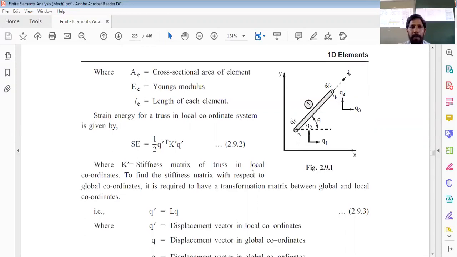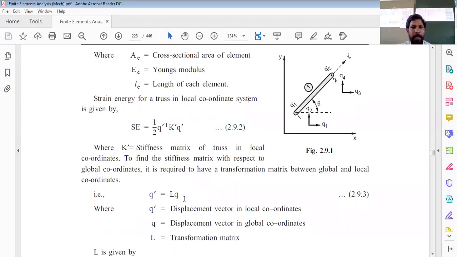So in order to have the stiffness matrix of this truss element in global coordinate system, let us consider the strain energy, which is given by half q transpose k into q, where the dash terms represent the local coordinate system. So I can write this strain energy as half q dash transpose k dash into q dash, where k dash is the stiffness matrix of truss in local coordinate system, and q dash transpose and q dash are the nodal displacement vector with respect to local coordinate system.